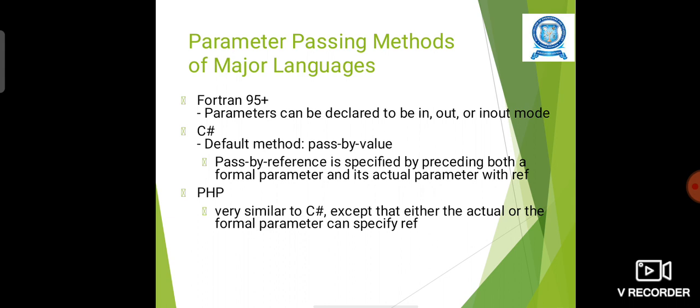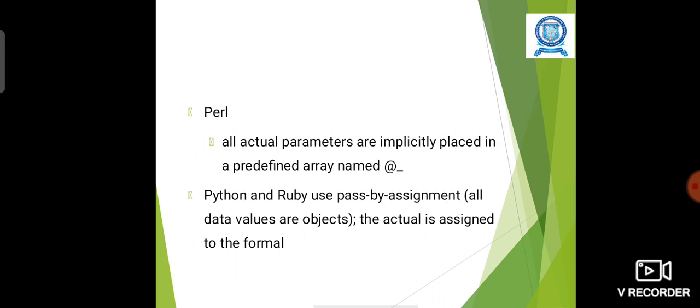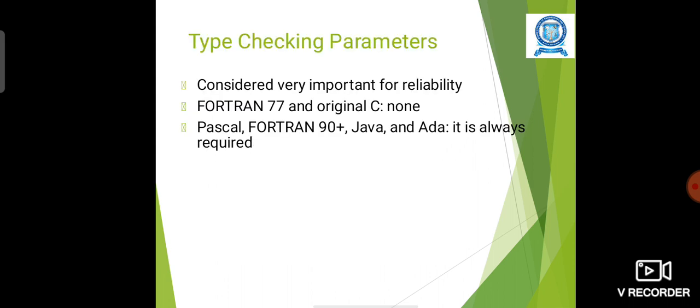In Fortran 95+, parameters can be declared to be in, out, or in out mode. In C#, the default method is pass by value. In PHP, it is very similar to C#, except that either the actual or the formal parameter can specify the reference. In Perl, all actual parameters are implicitly placed in a predefined array named @_. Python and Ruby use pass by assignment: the actual is assigned to the formal parameter.